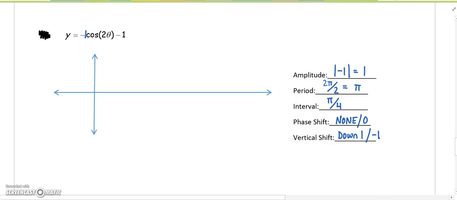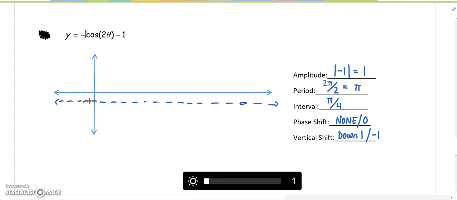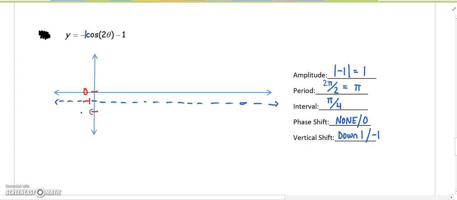So, once again, I start with my y's. So, -1 is my new midline. Draw that in. Alright, that would be -1. And then my amplitude is 1, so that means I'm going up 1, that's 0, and down 1, that's -2.